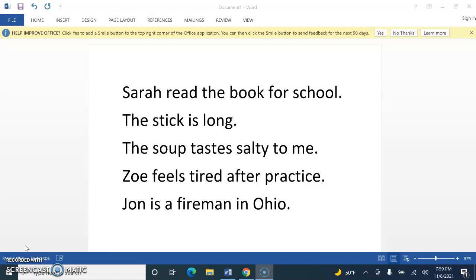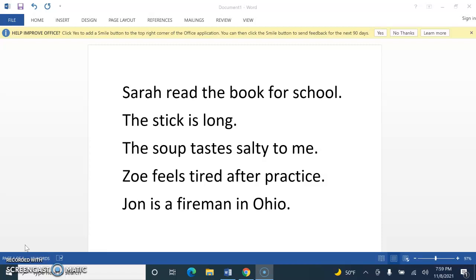Number 6, she took pictures of the park for her students. Well, took is your verb, so that should be underlined twice, and that is an action verb, so there's no words to connect back to the subject. Who did the taking? She did. So she is the subject, took is the verb, and there is no arrow in this sentence.